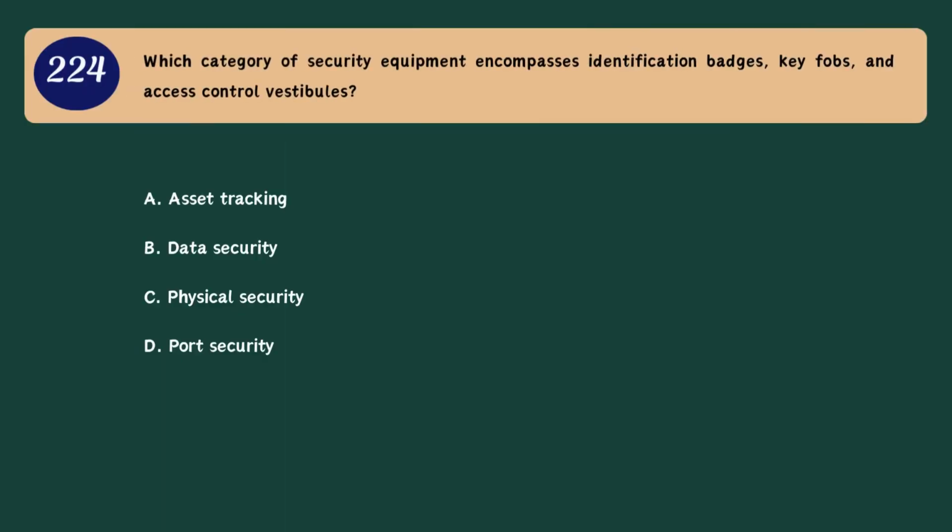Question 224. Which category of security equipment encompasses identification badges, key fobs, and access control vestibules? A. Asset tracking. B. Data security. C. Physical security. D. Port security.